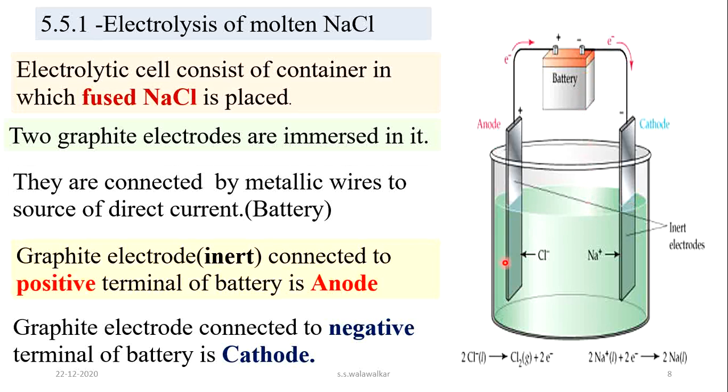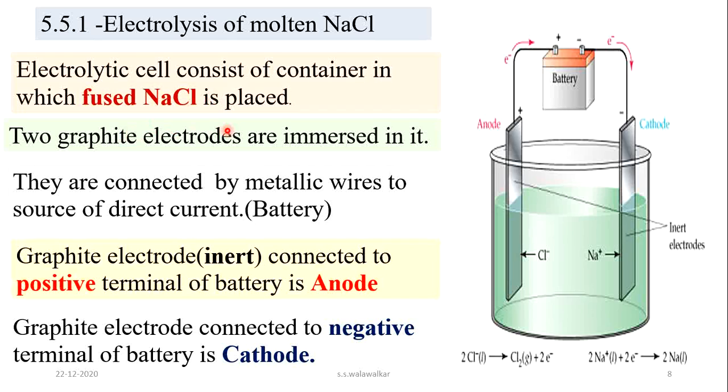So this is about the construction of the electrolytic cell. Sometimes the question is asked like this: explain the electrolysis of molten sodium chloride. Then you have to write first the construction of this cell. These points will be there in the construction of the cell. So it consists of a container in which fused sodium chloride is taken.